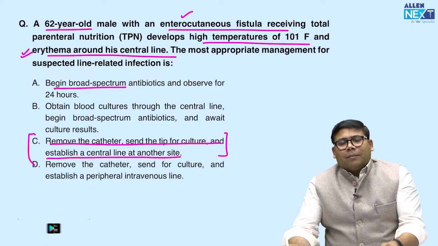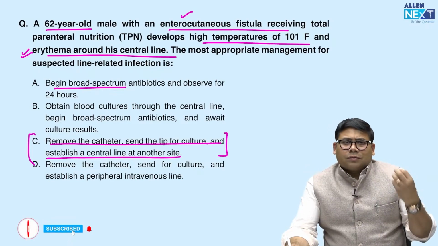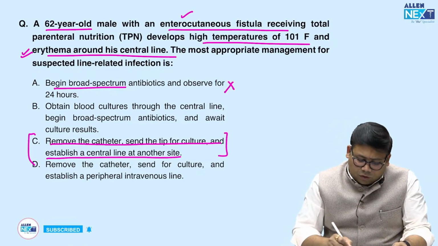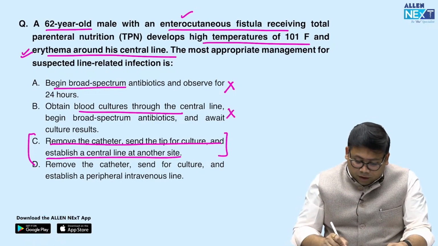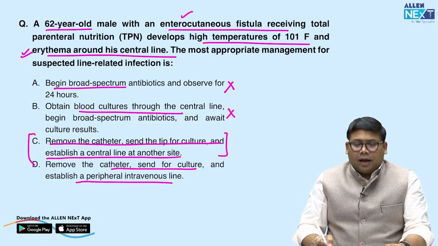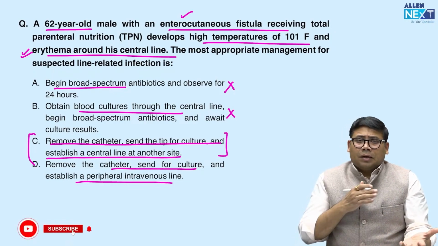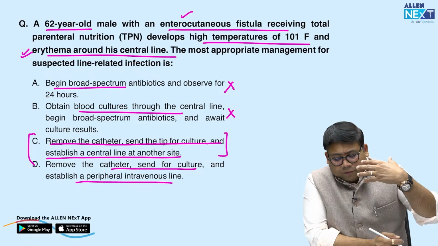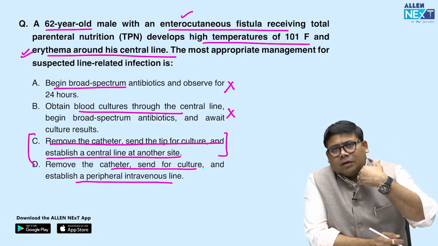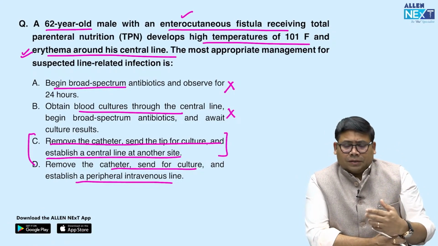Begin broad spectrum antibiotics without removing the line or the source. This is not going to benefit, so this is wrong. Obtain blood culture. This is right, but you need to remove the central line also. Remove the catheter, send for culture, and an IV line. No, this is not right, because when we talk about TPN, TPN is given by a central catheter, not by the peripheral veins.